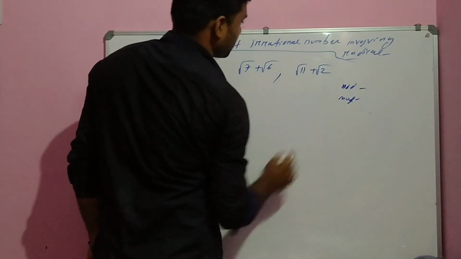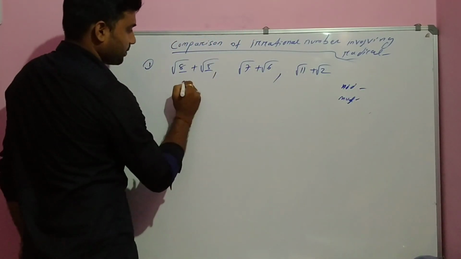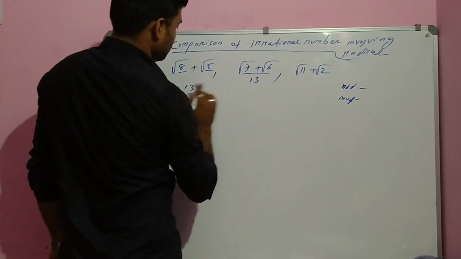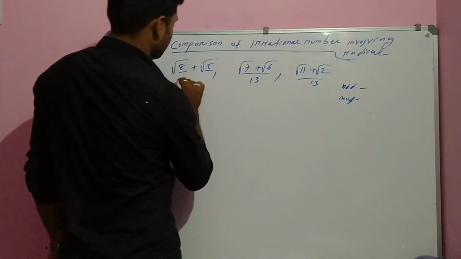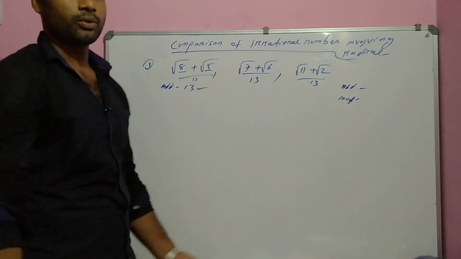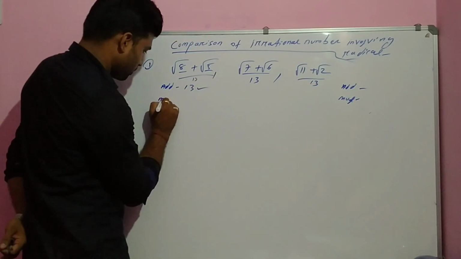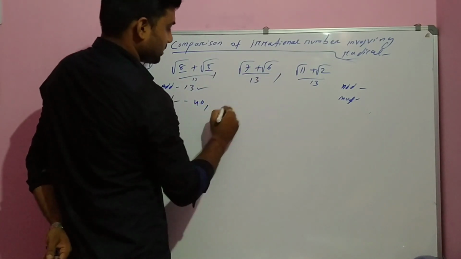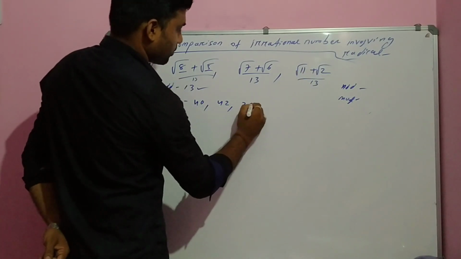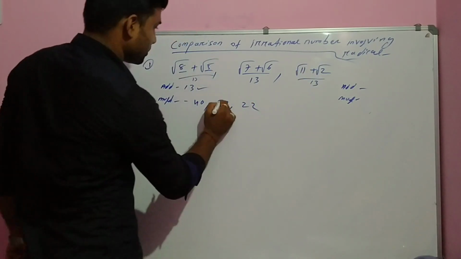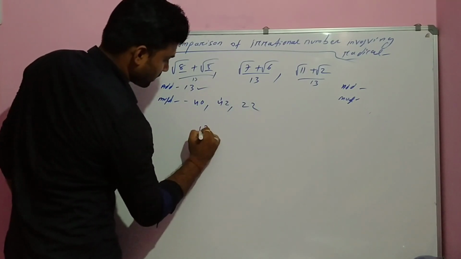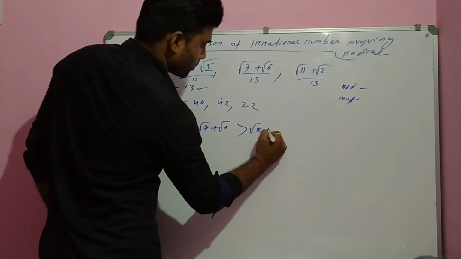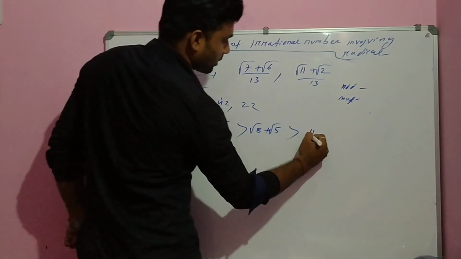Before solving this type of problem, keep in mind that you have to do either addition or multiplication. First add 8 plus 5: 13. The others also add up to 13, so the sums are the same and we cannot compare. Then do multiplication. 8 times 5 is 40, 7 times 6 is 42, 11 times 2 is 22. Which one is the greatest? 42. That means root 7 plus root 6 is greater than root 8 plus root 5, which is greater than root 11 plus root 2.